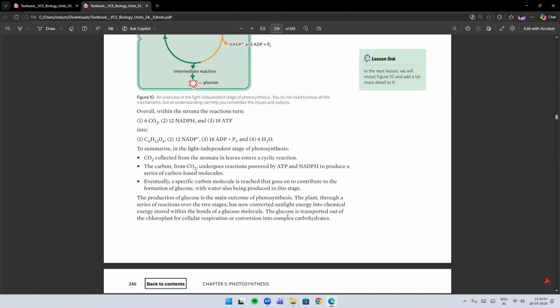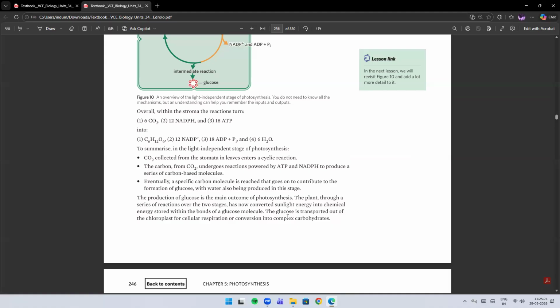To summarize the light-independent stage of photosynthesis, carbon dioxide collected from the stomata in leaves enters a cyclic reaction. The carbon from carbon dioxide undergoes reactions powered by ATP and NADPH to produce a series of carbon-based molecules. Eventually, a specific carbon molecule is reached that goes on to contribute to the formation of glucose, with water also being produced in this stage.